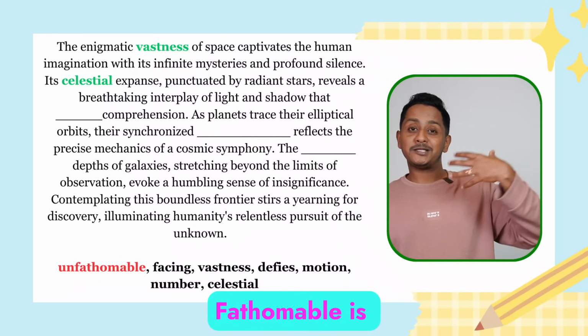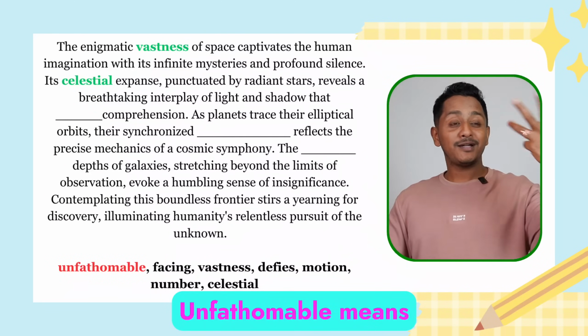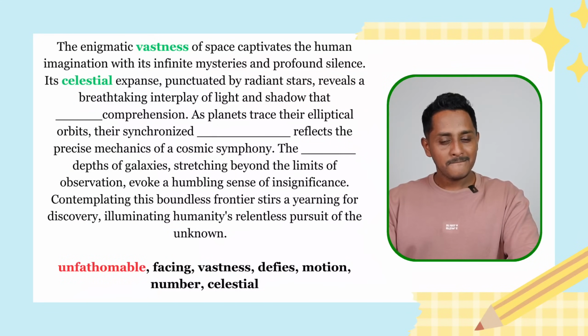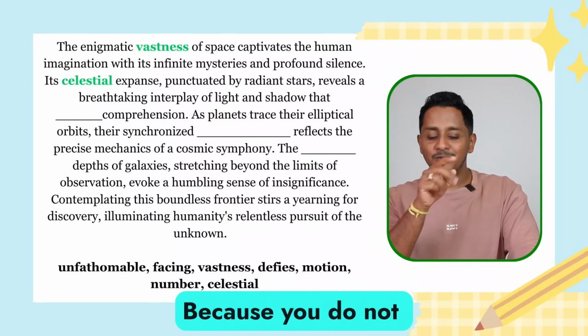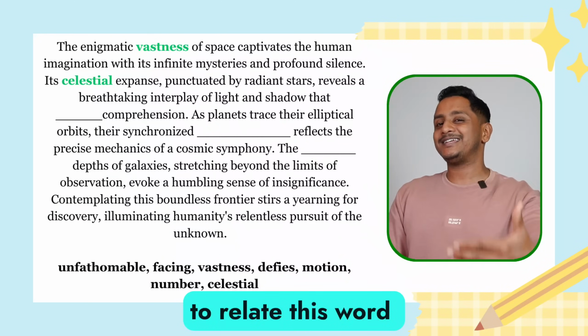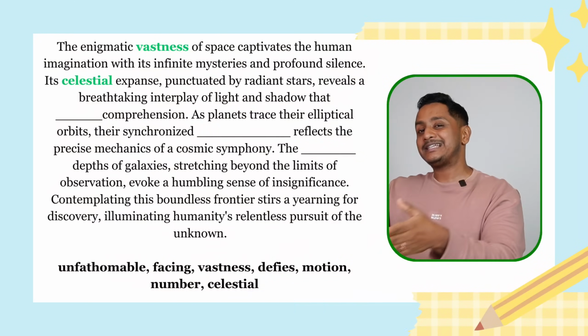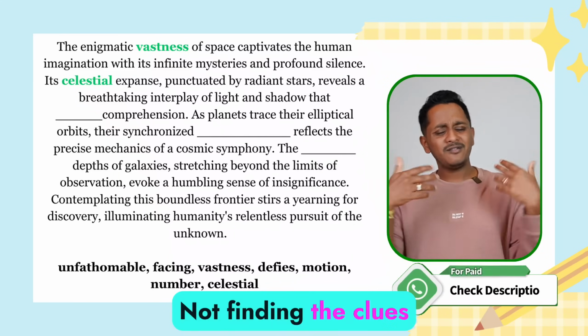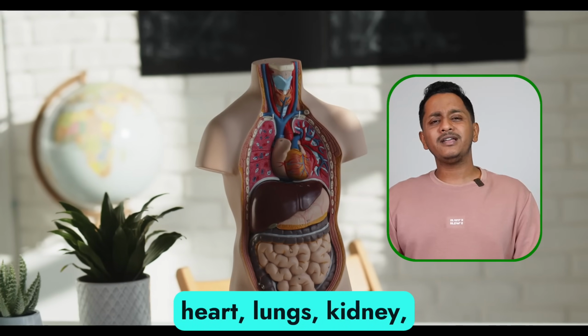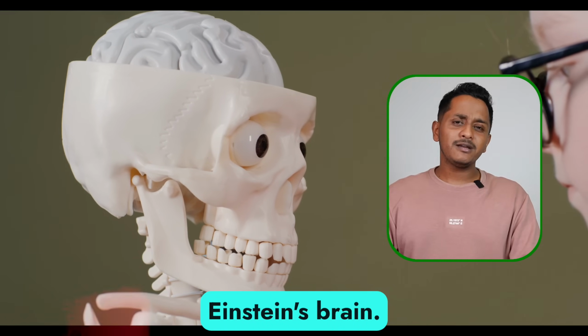Unfathomable, fathomable is something that you can understand. Unfathomable means you are not understanding anything. So why are you interchanging? Because you don't know the meaning of unfathomable, or you're not trying to relate this word space with the word celestial, not finding the clues. This is the only problem. Or going with your heart, lungs, kidney, and not using this Albert Einstein's brain. Hope you are getting it.